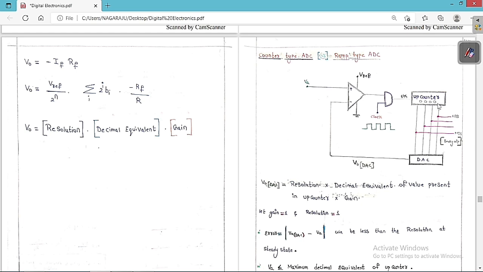It is a binary format, and we try to convert it into decimal format, and we'll check whether it is the same or not. But there will be a small amount of error. No matter how much you do, there will always be a small amount of error.